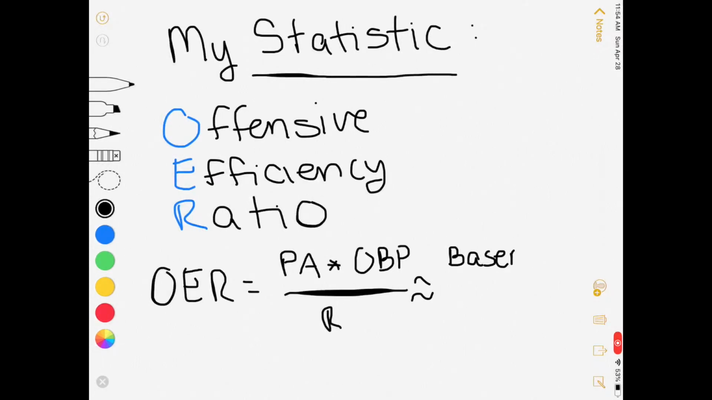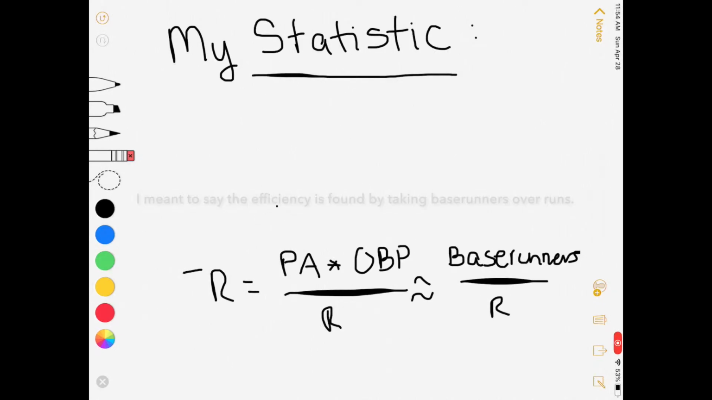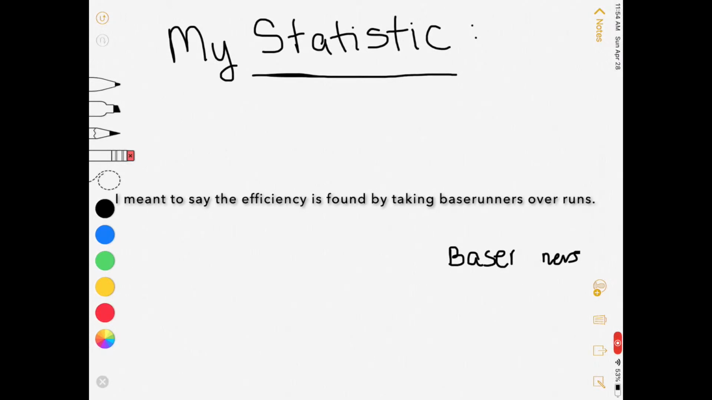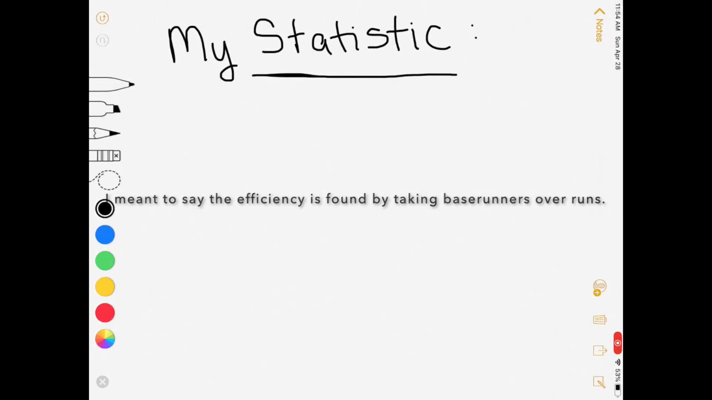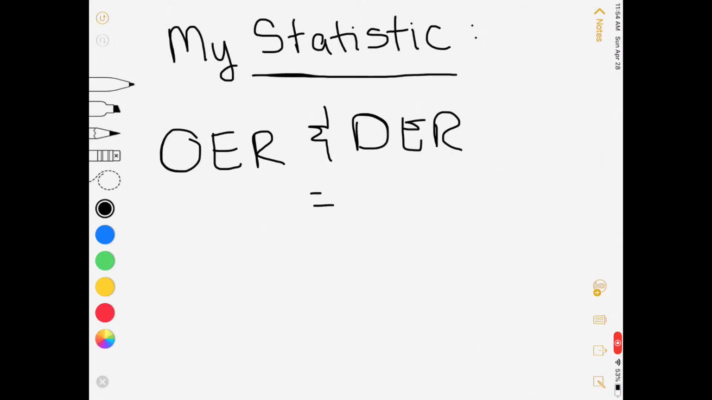Here you can see the formula. I am approximating base runners by taking plate appearances times on base percentage and finding the ratio of that over runs. So when OER and DER are put together, we kind of get a complete picture of a team's overall performance. We're getting the offensive efficiency and the defensive efficiency.